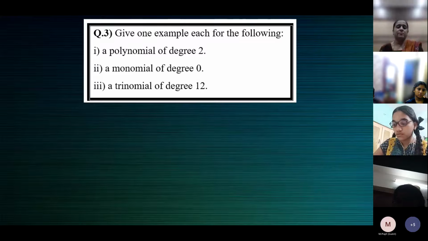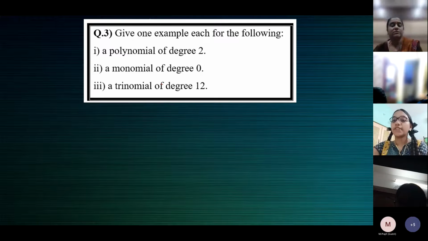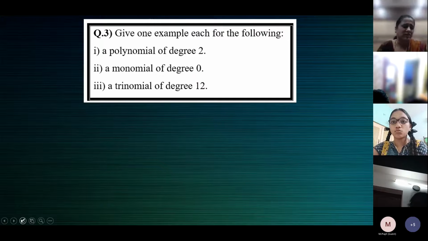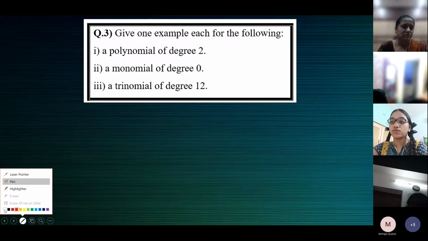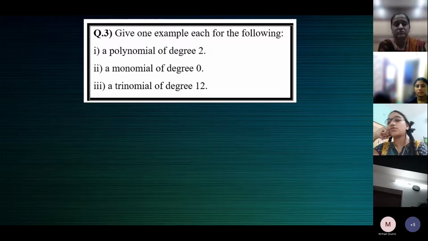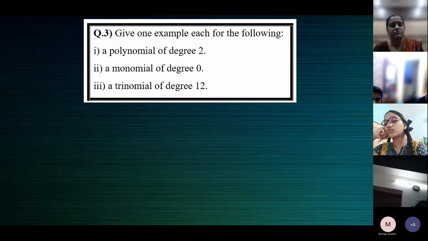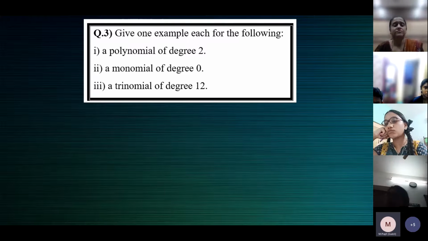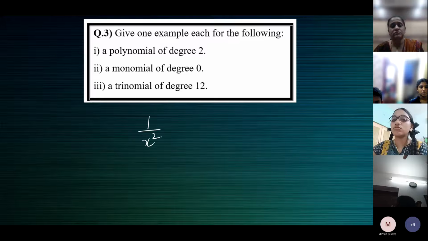Give one example each for the following. A polynomial of degree 2 in one variable. A polynomial of degree 2. Yes, children? Is this a polynomial of degree 2?